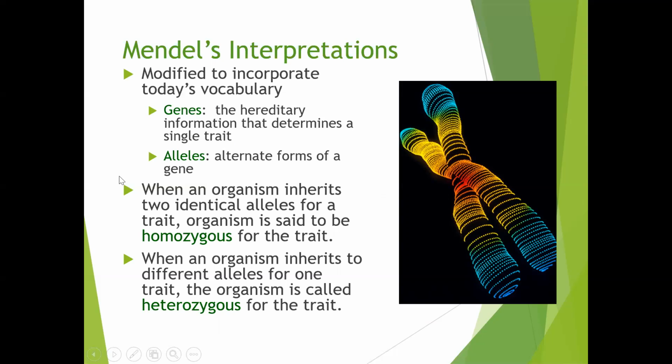When an organism inherits two identical alleles for a trait, we say that it is homozygous. Okay, and what that means, homo means the same, zygous refers to the zygote, that fertilized egg. And so they contain the same allele. When an organism inherits two different alleles for one trait, the organism is called heterozygous for the trait. So hetero meaning different. Okay, so the alleles are different.